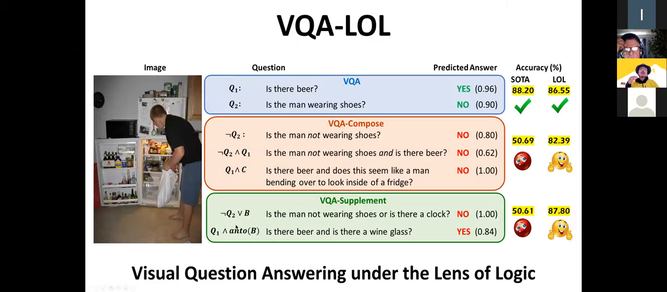So since it's doing visual question answering with this new lens of logic, we dub it VQA-LOL. And here are some examples showing that the SOTA methods won't be able to deal with logical compositions, which is a fundamental reasoning capability for any intelligent system, including human beings. But with our augmentation, the system will be able to take care of that.